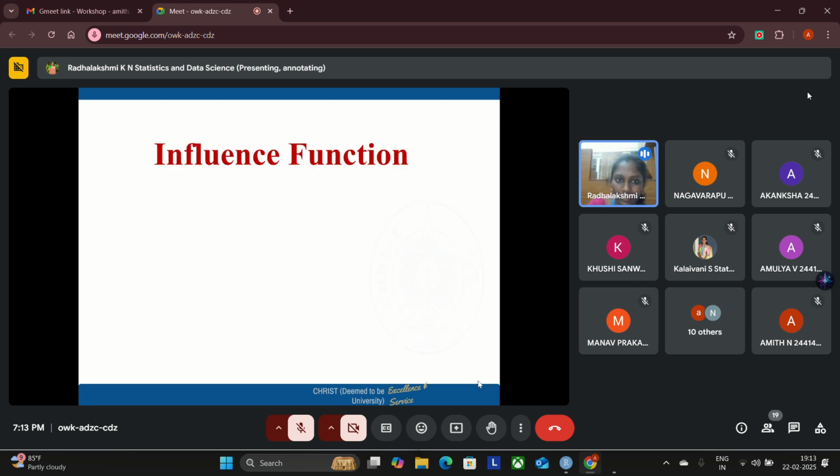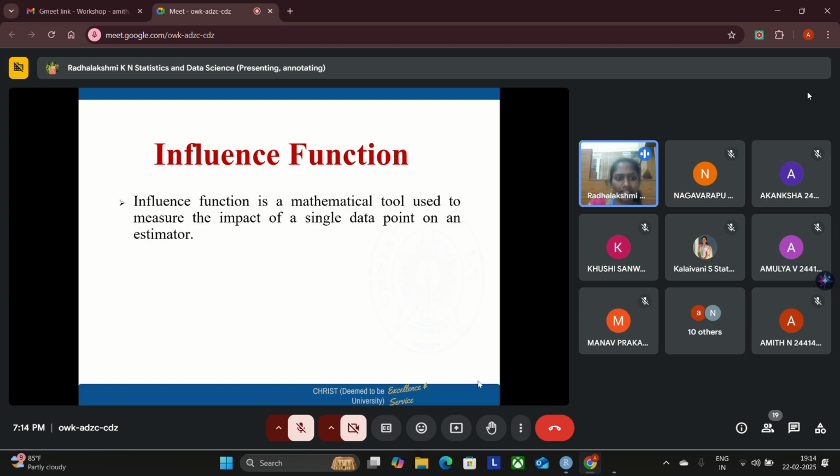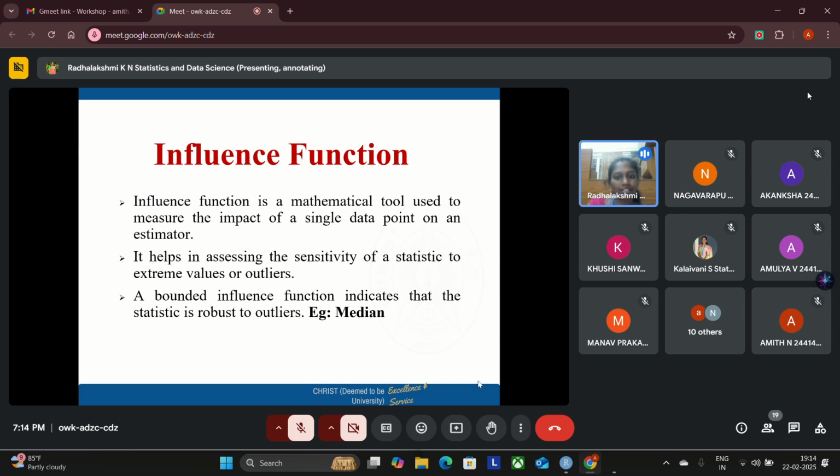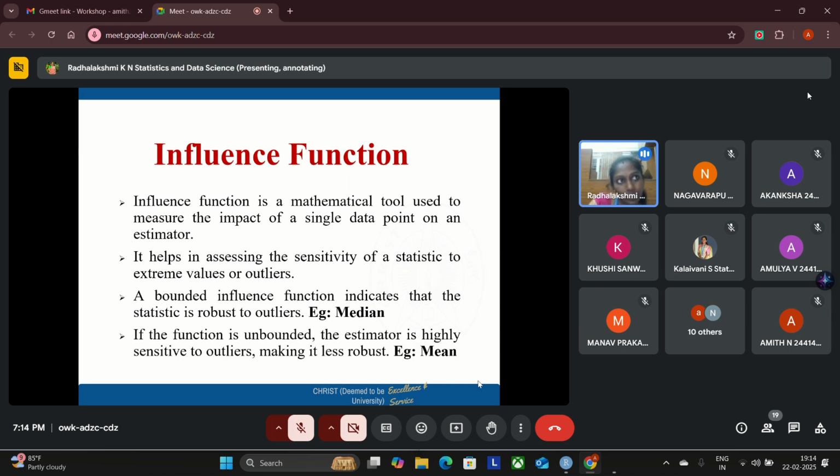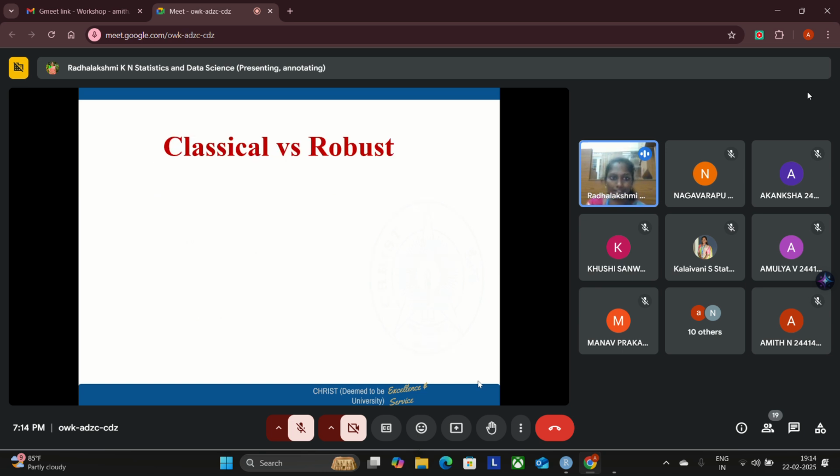Then we move to the influence function. The influence function is nothing but how much impact a single data point has on the whole estimator. It is related to the breakdown point only. So it helps in assessing the sensitivity of a statistic to extreme values or outliers. A bounded influence function indicates that the statistic is robust to outliers. We can say the median has a bounded influence function, so it is robust to outliers. But the influence function is unbounded in the mean case, so we can say it is less robust. So this is called the influence function.